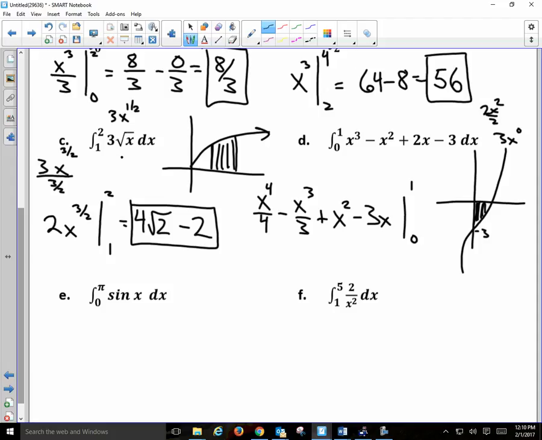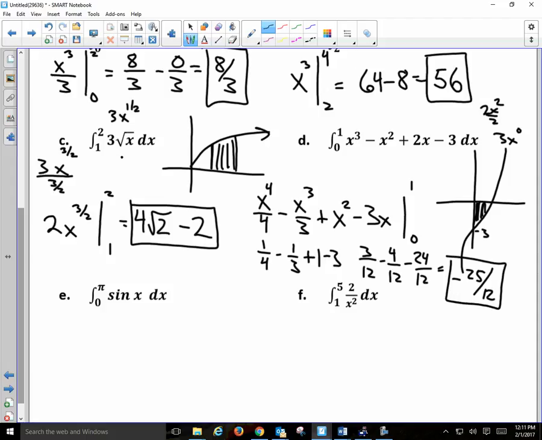All right, so we plug in 1, we get 1/4 minus 1/3 plus 1 minus 3. Common denominator would be 12. So 3 over 12 minus 4 over 12 minus 24 over 12 is negative 25 over 12. Again, I hope you could appreciate that these 4 terms, if we were to do it doing what we did yesterday, that would take us quite a while. And although you're very good at it, a much higher probability of making a mistake.